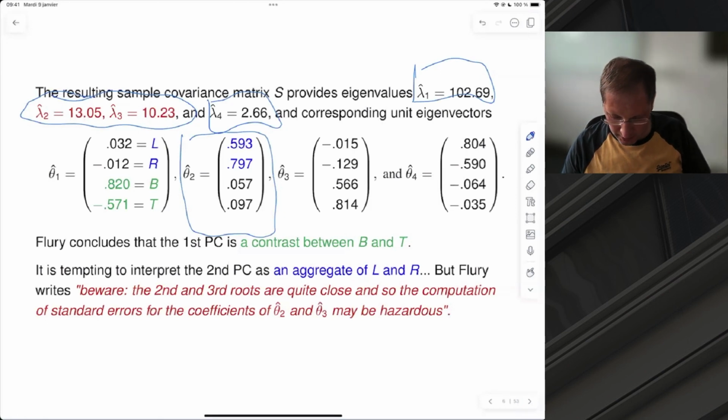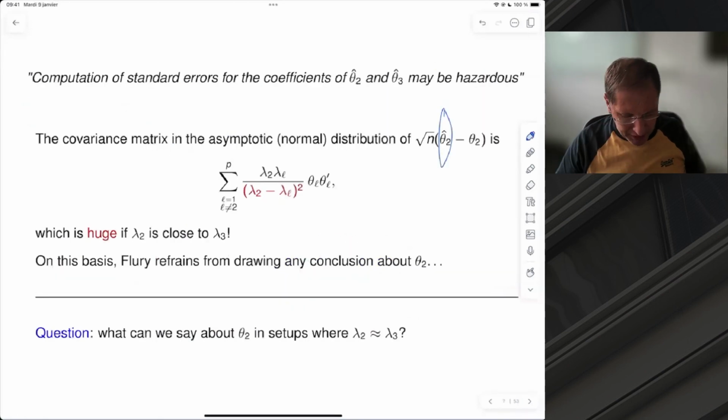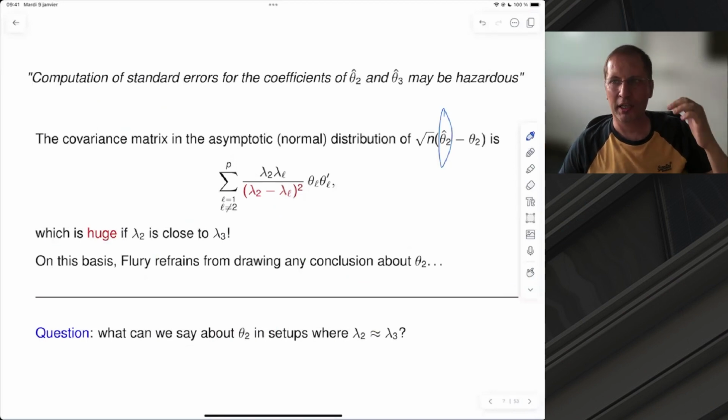Okay, so this provides a motivation to study what can be said about this theta 2, not in a classical framework where lambda 2 and lambda 3 would be far away from each other, but in what I will call a weakly identified framework. I will make clear later on why I use this terminology. But in a weakly identified framework, lambda 2 and lambda 3 are close to each other. Okay, this is a bit the motivation for what we are about to do.